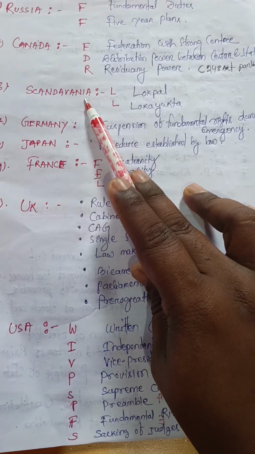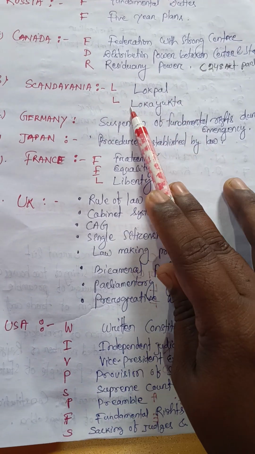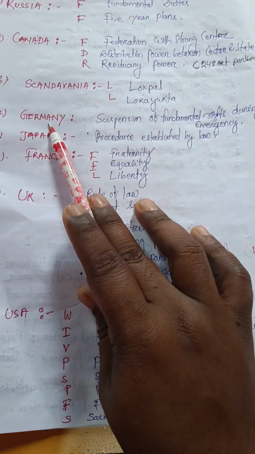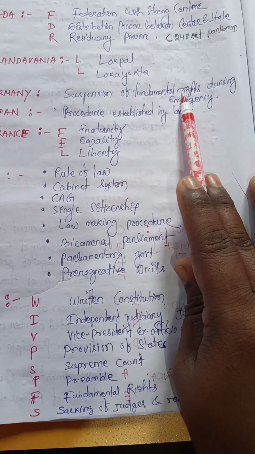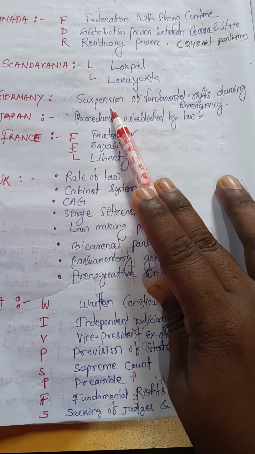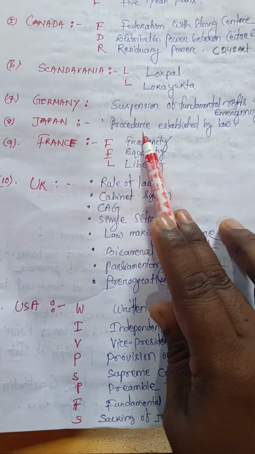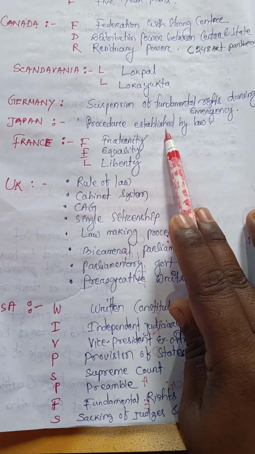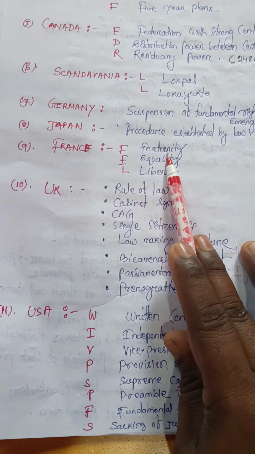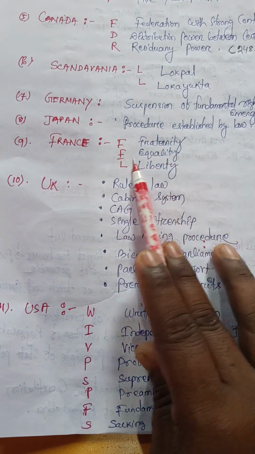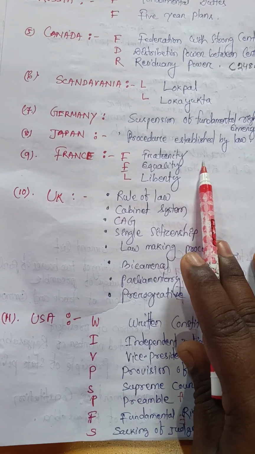Next, Scandinavia is one of the countries from which we borrowed Lokpal and Lokayukta. Next, Germany. From Germany we have borrowed the suspension of fundamental rights during emergency. From Japan we have borrowed procedure established by law. And from France we have brought fraternity, equality, and liberty, which was the motto of the French Revolution.